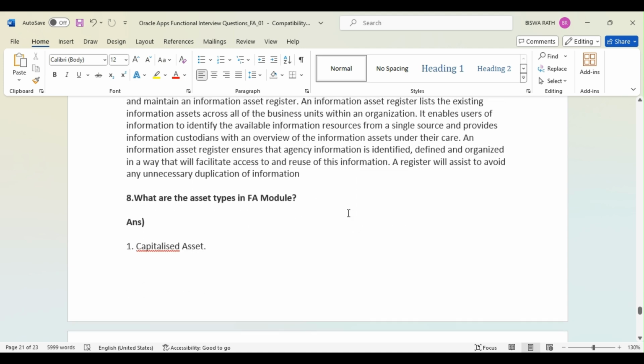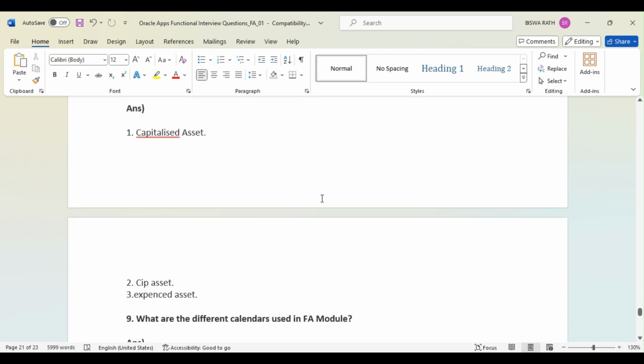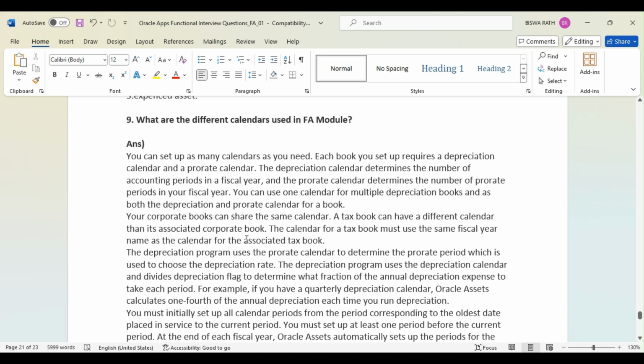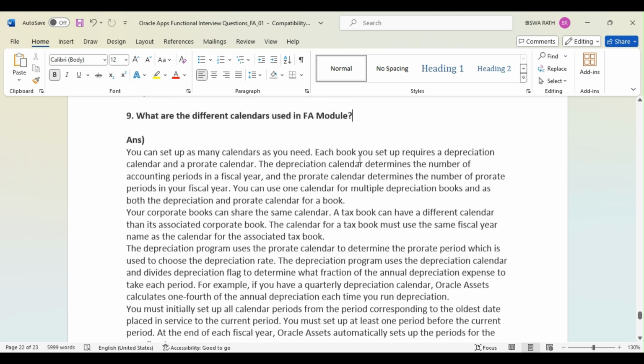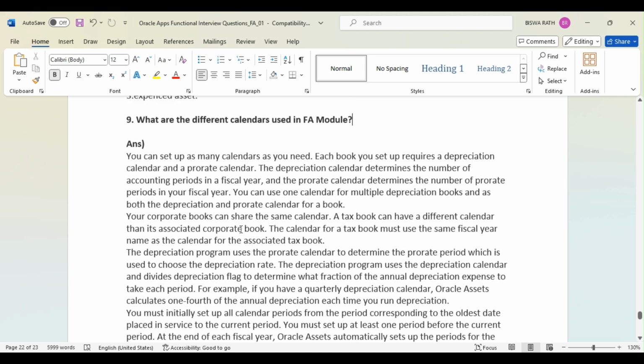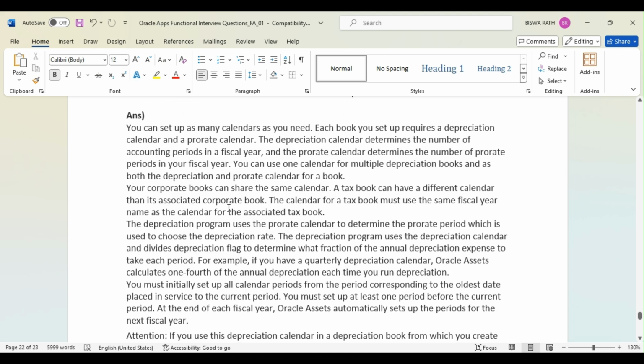What are the asset types of the fixed assets module? You have capitalized asset, CIP asset, and expense asset, right? So three types of asset type you can see within the fixed assets module. What are the different calendars used? There will be three types of calendar: one is your yearly calendar, one is your monthly calendar, and one is your prorate calendar.